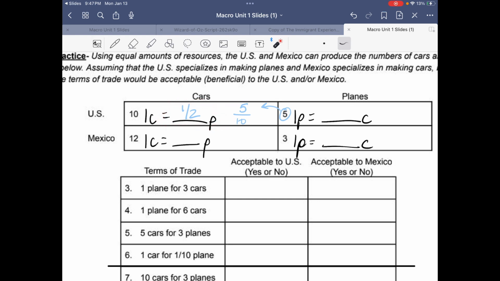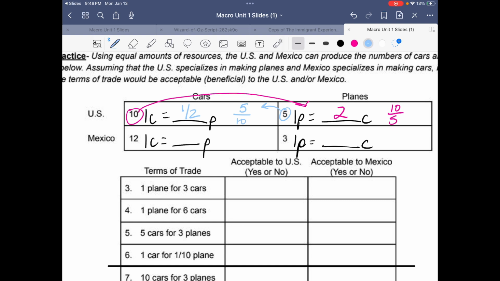Then we're going to go the other way, and I'll switch colors for you. I'm going to take my output number and put it over here. So it's going to be on top, 10 over 5. 10 over 5 is 2, and you can tell that they are reciprocals. 5 over 10, 10 over 5, 1 over 2, 2 over 1. They're reciprocals of each other. They're opposites. Let me do Mexico real quick.